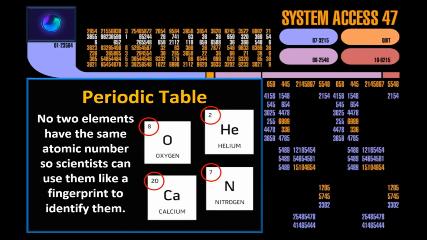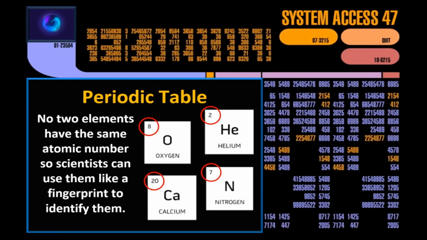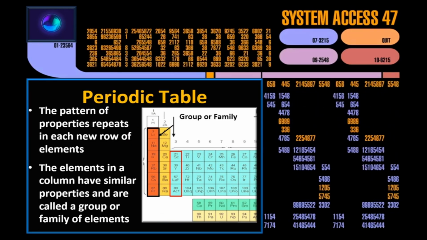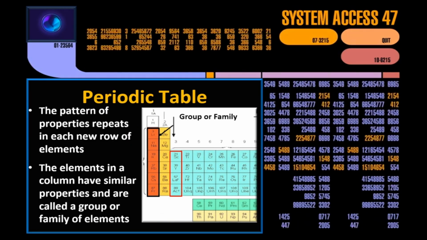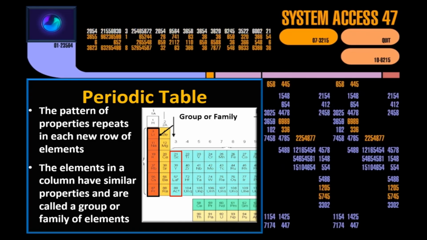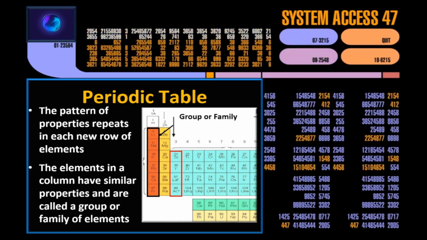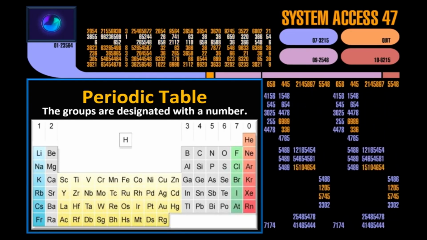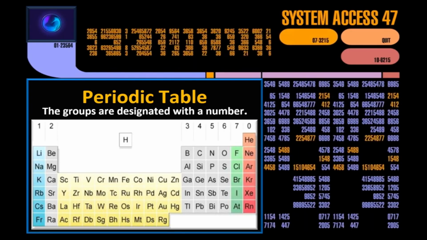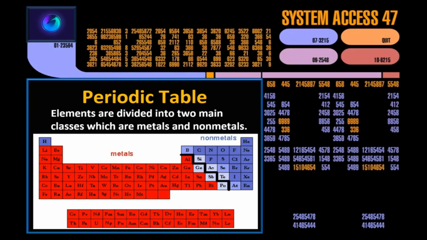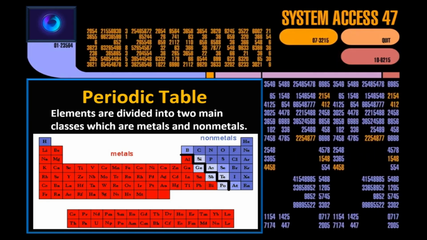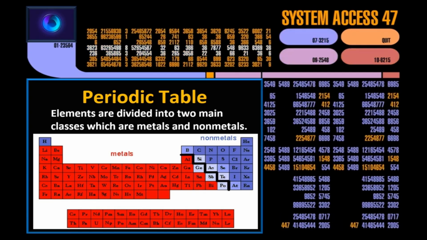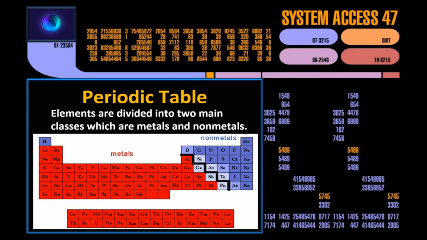No two elements have the same atomic number, so scientists can use them like a fingerprint to identify them. Because the pattern of properties repeats in each new row of elements, the elements in a column have similar properties and are called a group or family of elements. The groups are designated with a number. Elements are divided into two main classes, which are metals and non-metals. As you can see, most of the elements on the periodic table are metals.